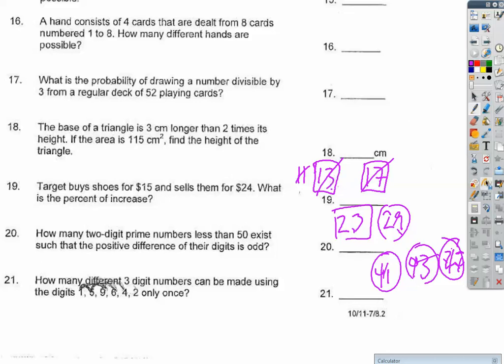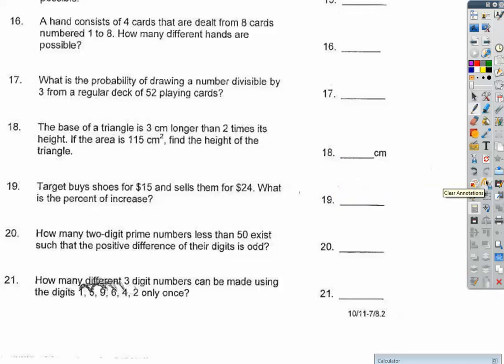5. All right. How many 3-digit numbers can be made using the digits 1, 5, 9, 6, 4? Okay. Order is important in this one because 1, 5, 9 is different than 9, 5, 1. This is a permutation. So we have 1, 2, 3. We have 6 numbers and we have 3. So it's 6 factorial. Oh my goodness, it's driving me crazy.